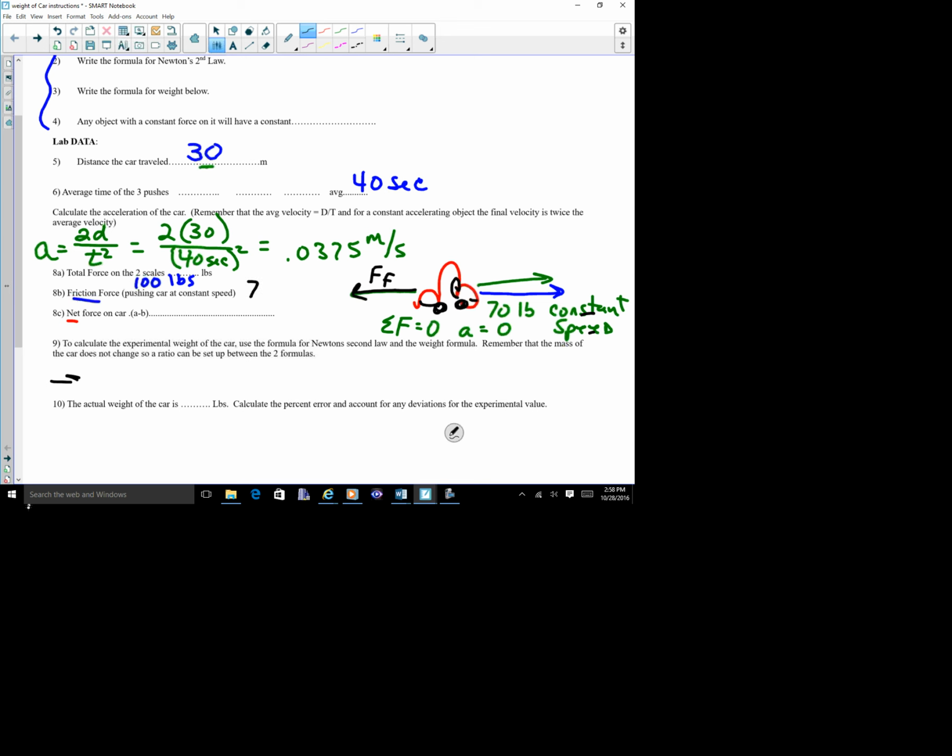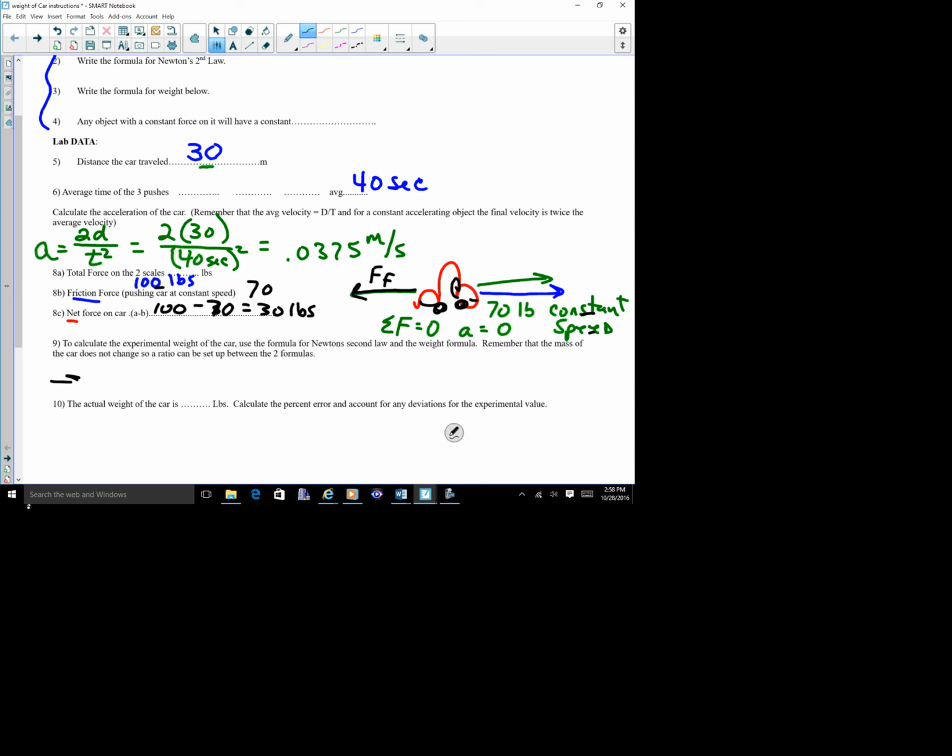Well, if you're pushing with 100 pounds forward and friction pushes backwards with 70, we're going to say we have a total of 30 pounds of force actually going forward. So that's our net force on the car.